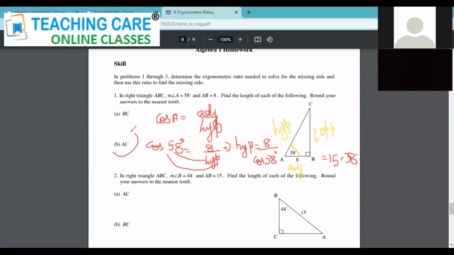Now see, I have got AC. The remaining, I have to find BC. BC is nothing but my opposite side. Just now, I have got this one. Either you use this one, I mean, you can use the formula of sine theta equals opposite side by hypotenuse.